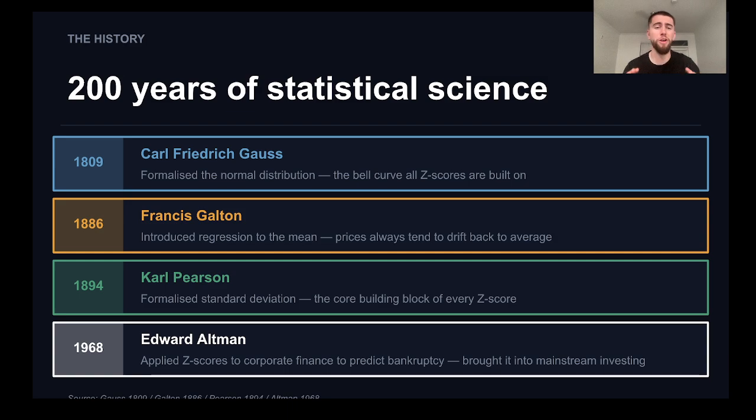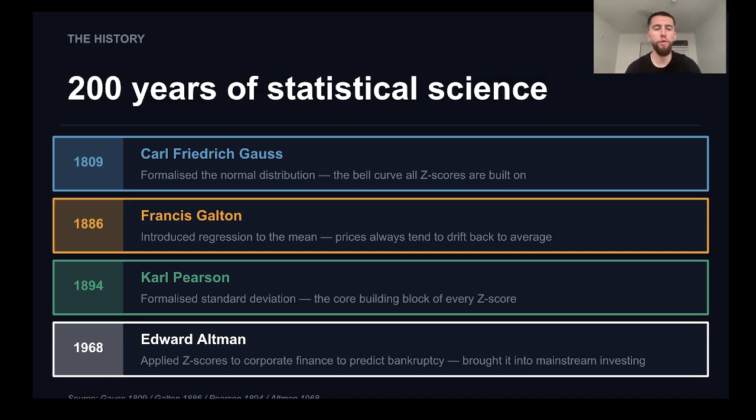Good old Carl from back in the day formalized the normal distribution, which included the bell curve that all Z-scores are built on. So you have a -2, -3, going out to a +2, +3, however you want to go about it. Most of the time they just use 2s, but sometimes you can broaden them out. And then you would have a normal distribution curve. As you can see, over time they've evolved.